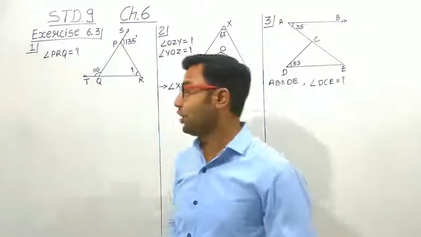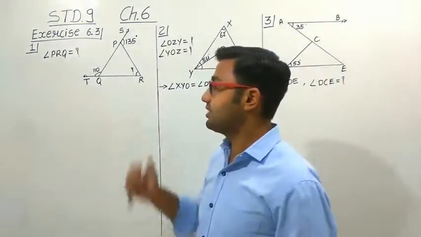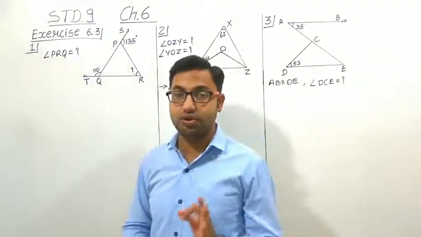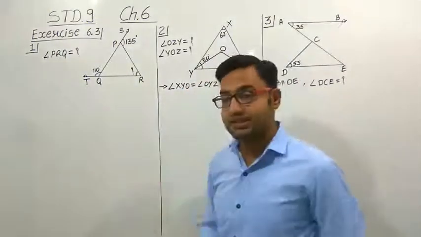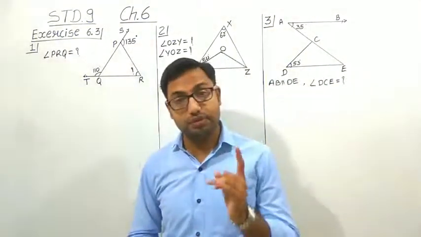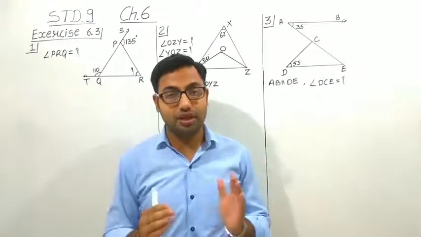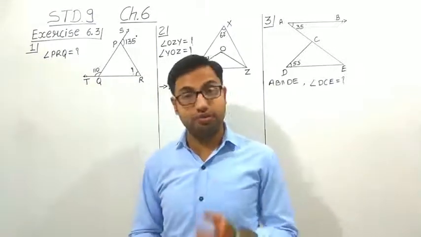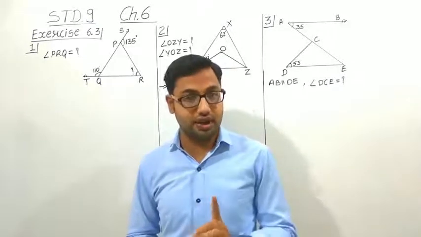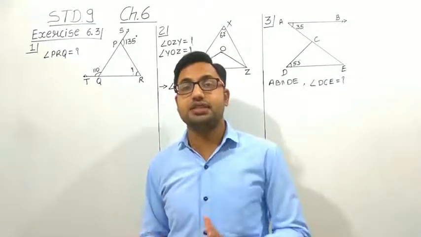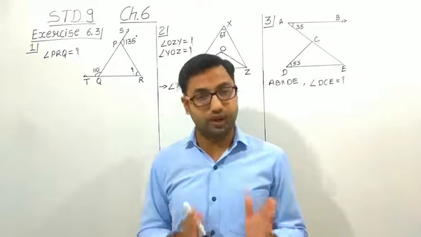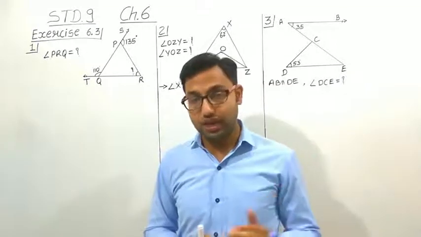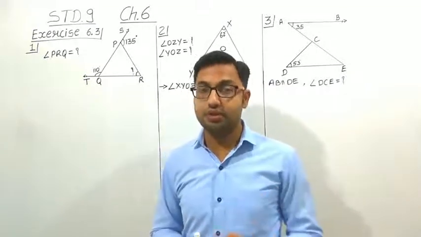Hello students, today we will study exercise 6.3. This is the exercise of standard 9, chapter number 6, lines and angles. In the previous class we have studied about triangles, right? Two theorems we have studied: one is the angle sum property of the triangle and the second is the exterior angle property of a triangle. Based on that, now let us solve some of the questions.